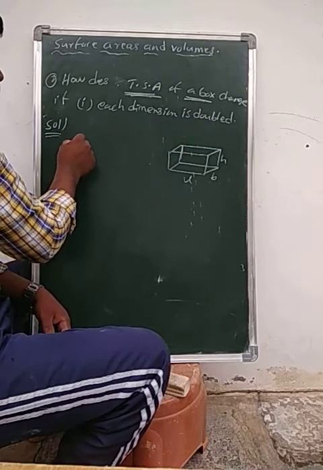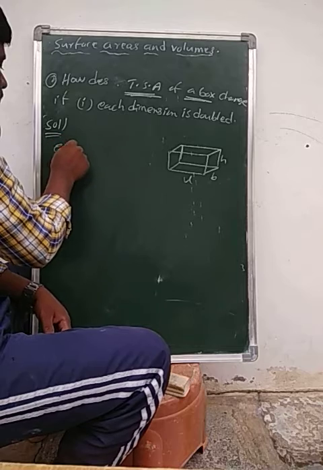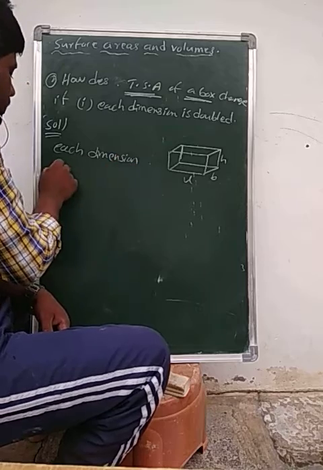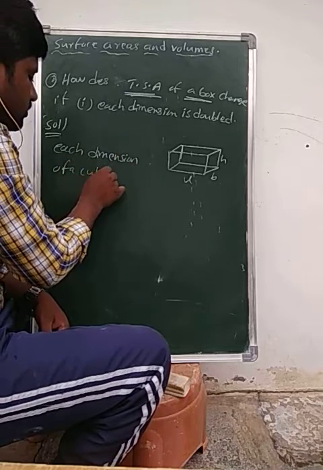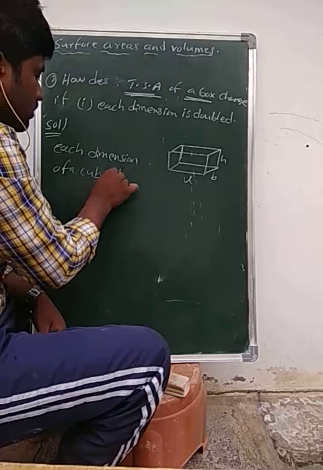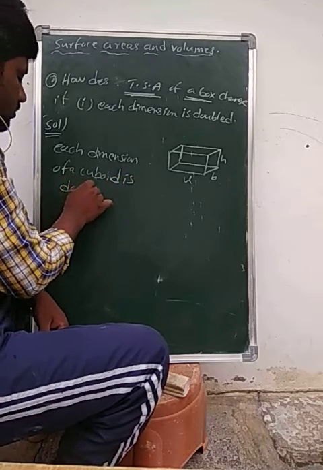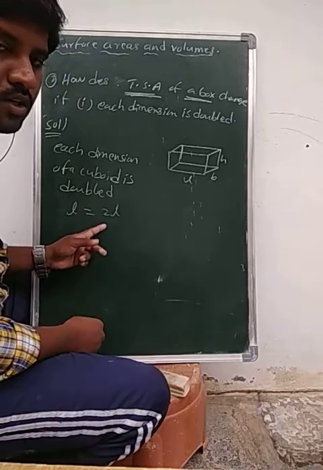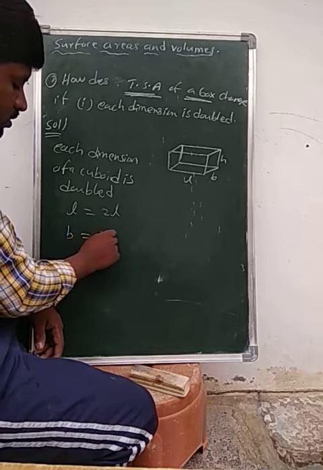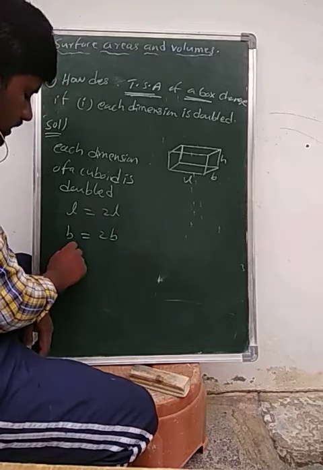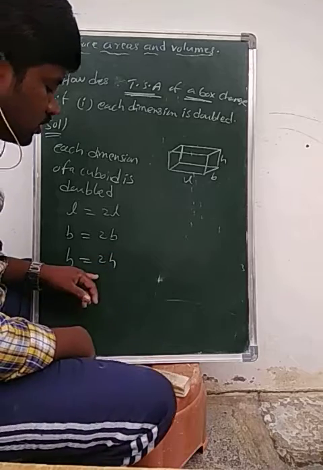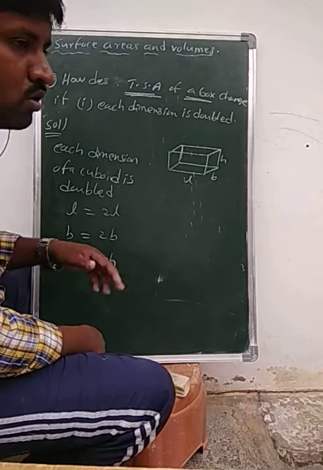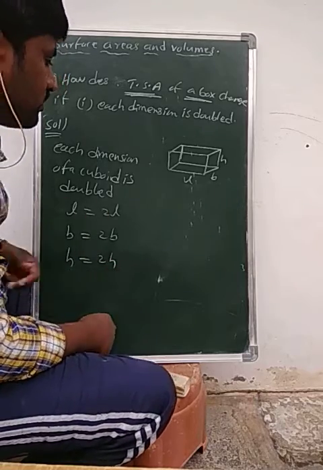So each dimension of a cuboid is doubled, means length doubled means what? 2L, and breadth doubled means 2B, and height doubled means 2H. Okay, so length doubled, breadth also doubled, height also doubled. Then what are the changes happening in total surface area?